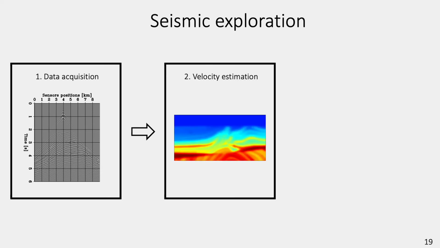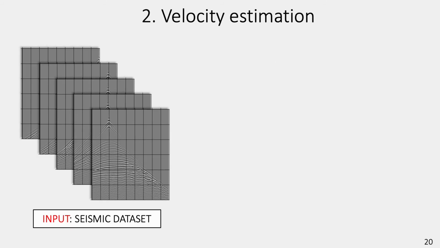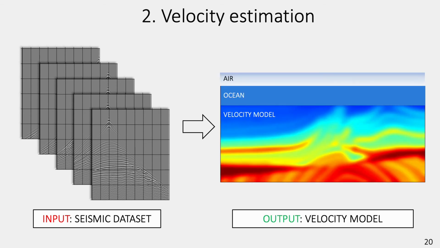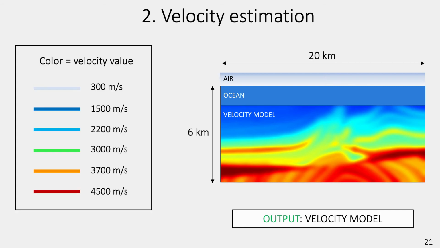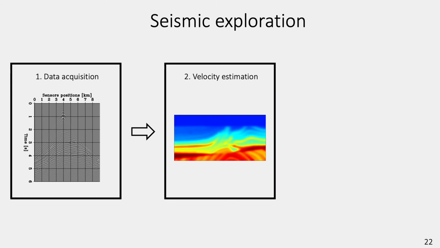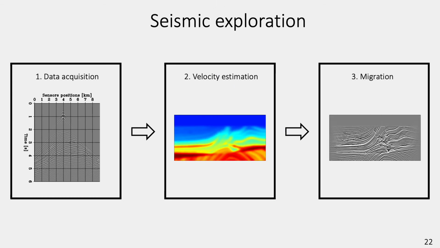In the next phase, we're going to conduct what we call velocity estimation, which is the focus of my PhD. Velocity estimation requires the seismic data as input, and the output is the velocity model. And here on the right panel, the colors correspond to the speed at which waves propagate into the ground. So once you've got a good velocity estimation, you move on to the third and last stage, which is migration.